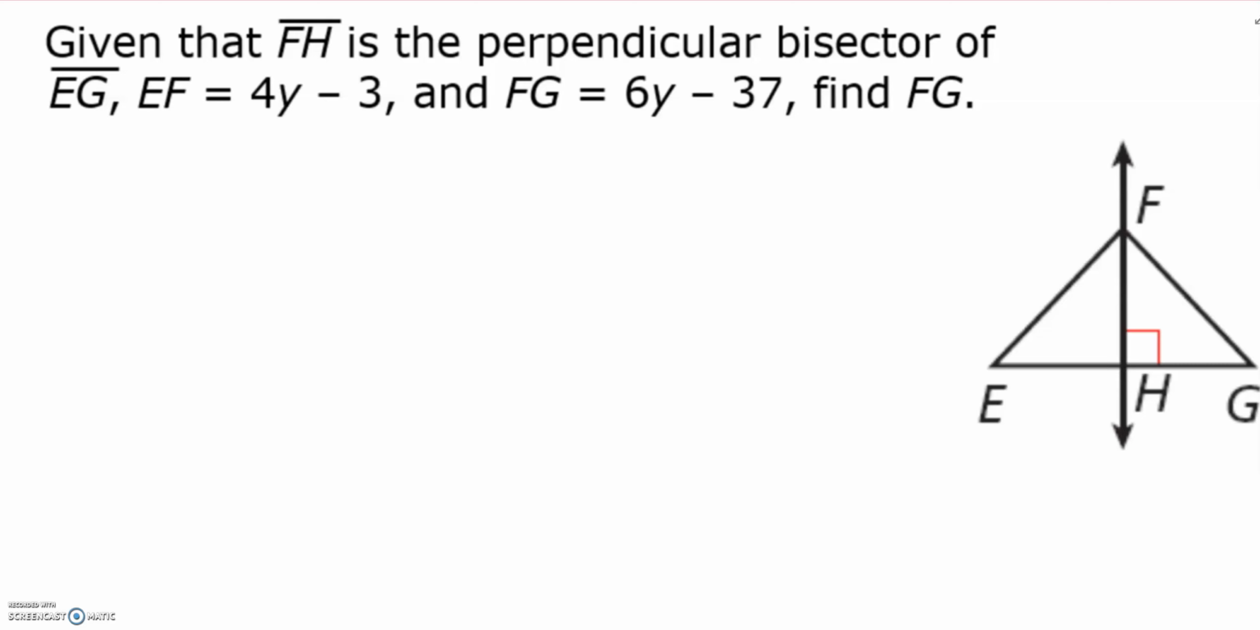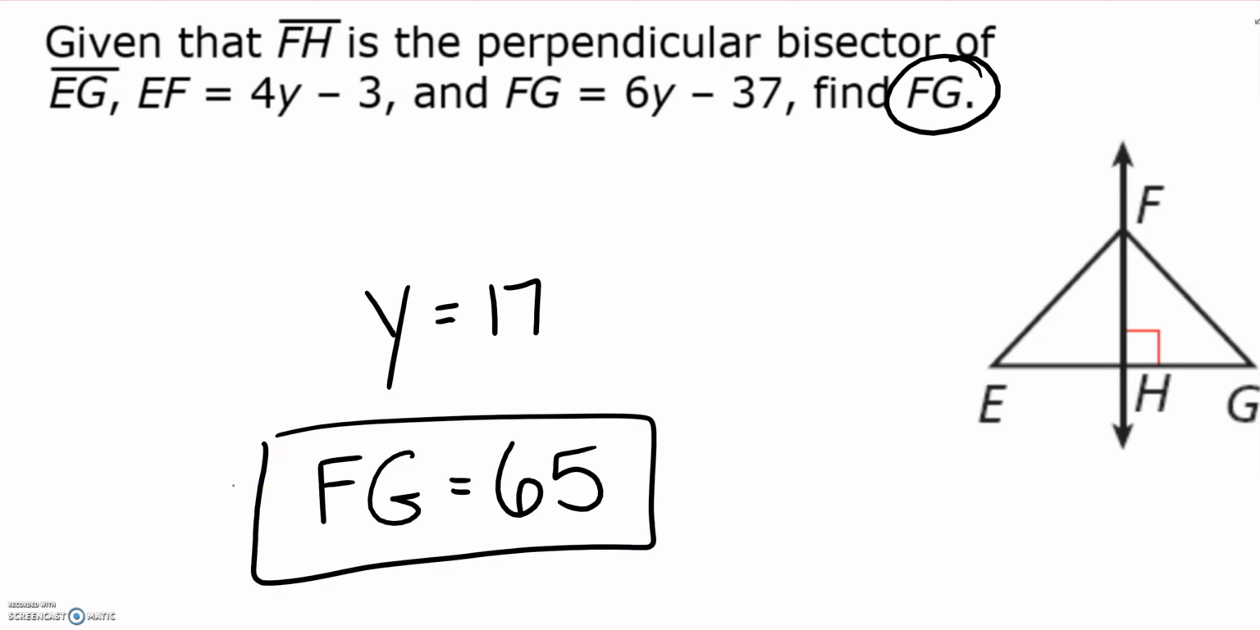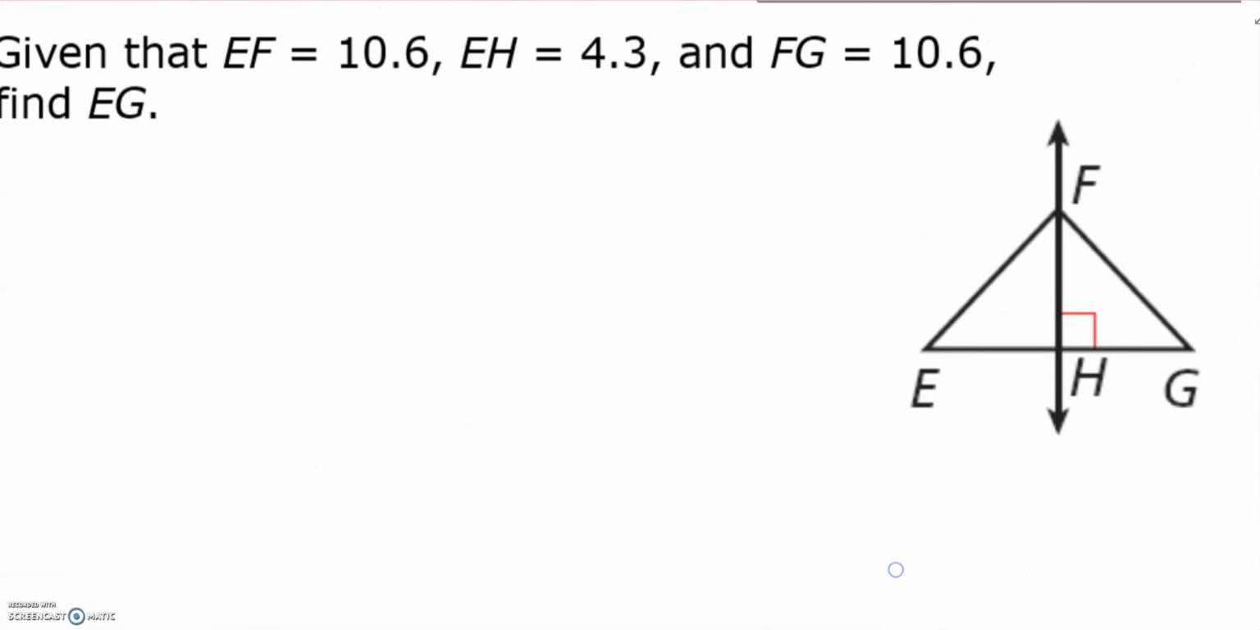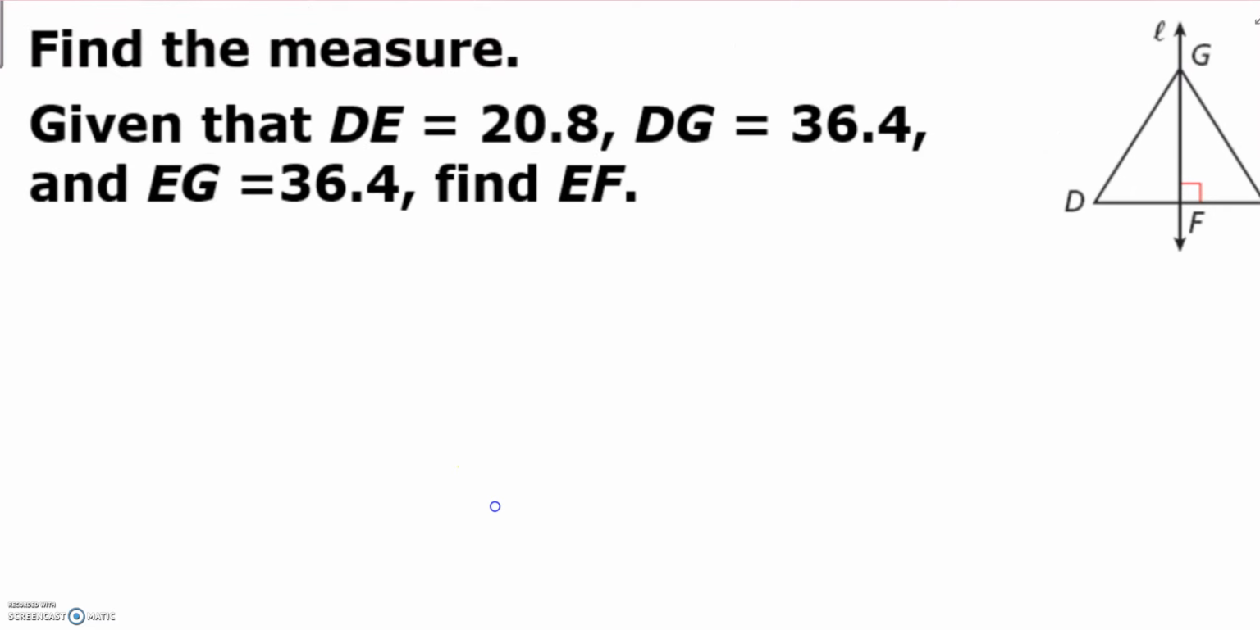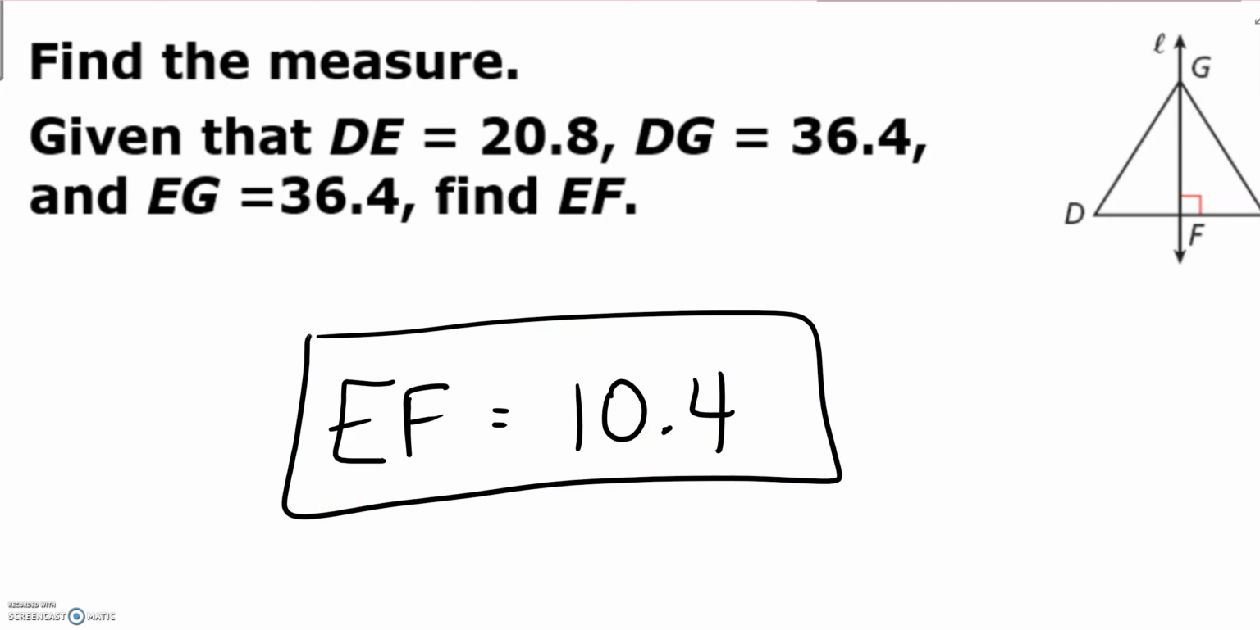All right, on this problem, hopefully you paused and worked that out. You should have that y is 17, but you were not done. They asked you for FG, and FG, once you substitute 17 in, is 65. If you have any questions, once again, talk to someone near you or come see me later. In this one, you should have found that EG is 8.6. And on the last one, you should have found that EF was 10.4. Once again, if you need help, come see me, please.